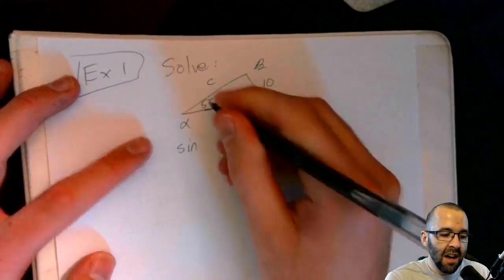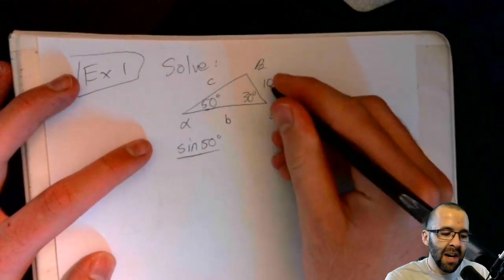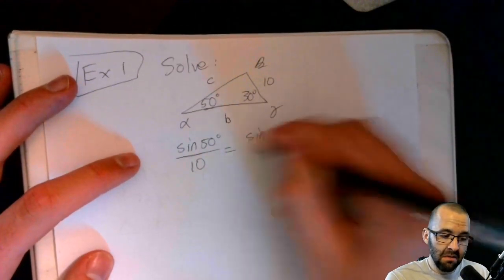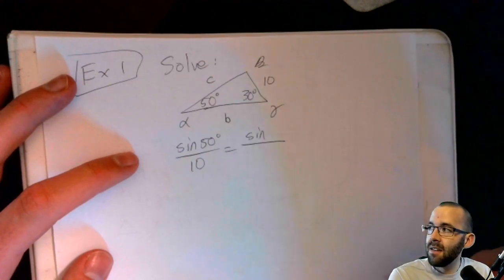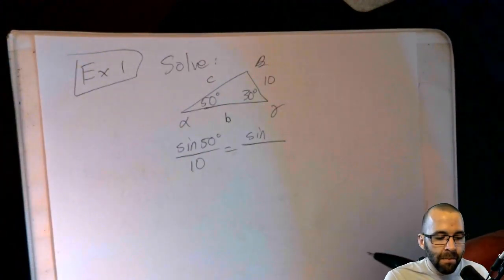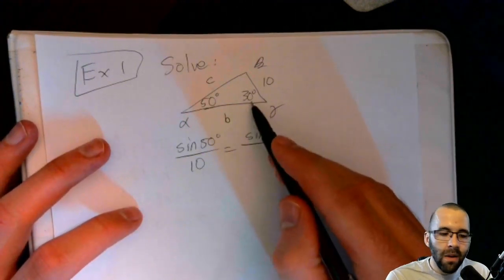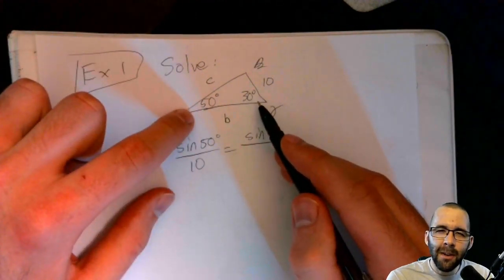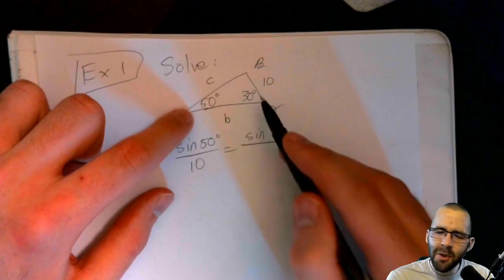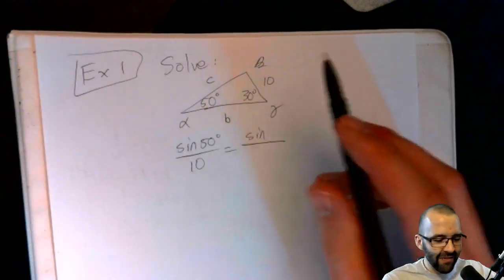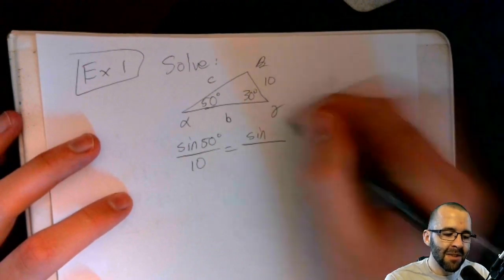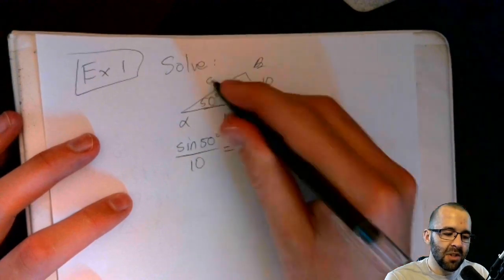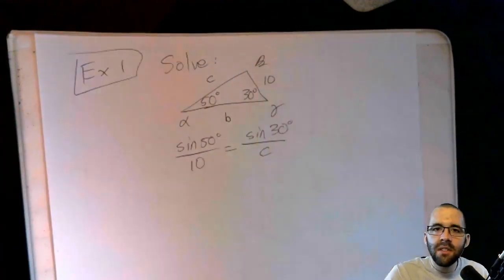We say, okay, the sine of alpha, which is 50 degrees, divided by its opposite side, which is 10, is equal to the sine of something divided by its opposite side. And we just have to answer, what do we put in there? Well, there's only one other angle that we know. All the angles in a triangle add up to 180 degrees, so if we know two angles, we actually know the third one as well. But one thing at a time, okay? So we know that gamma is 30 degrees. So what goes in here is the side that's opposite gamma, which is C. And now we just solve this equation for C.